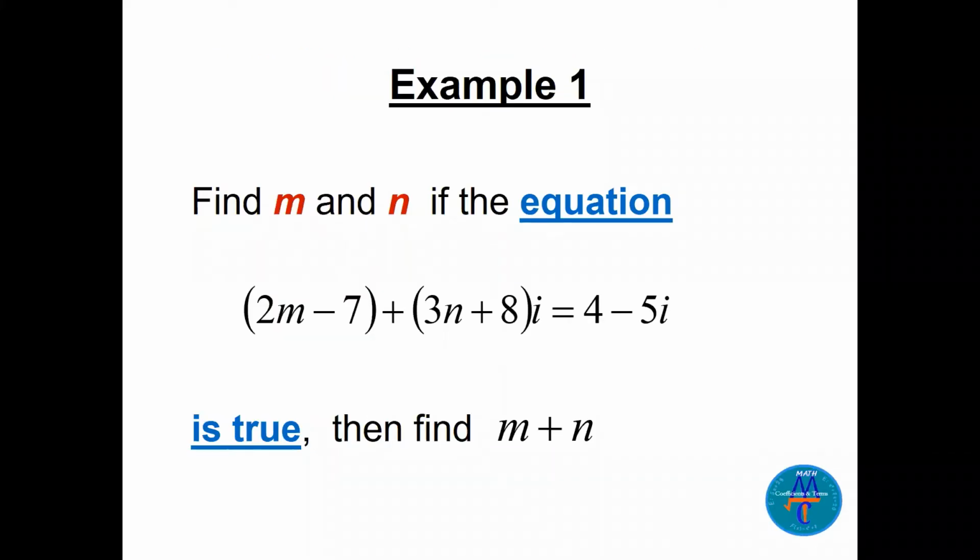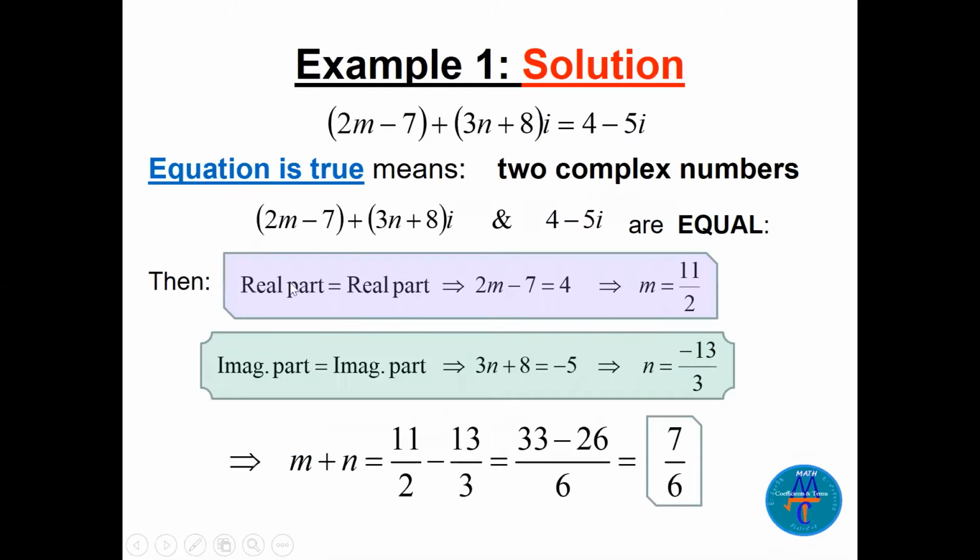Let's look at example 1. Find m and n if the equation is true, then find m plus n. So easy. We say the equation here is true. That means this is the real part, 2m minus 7 is equal to 4, and this is the imaginary part, 3n plus 8 is equal to -5. So we can make simple equations. The real part is equal to the real part, so I take 2m minus 7 equals 4, and I find m is equal to 11 over 2. Imaginary part: 3n plus 8 is equal to -5, so n will be minus 13 over 3.